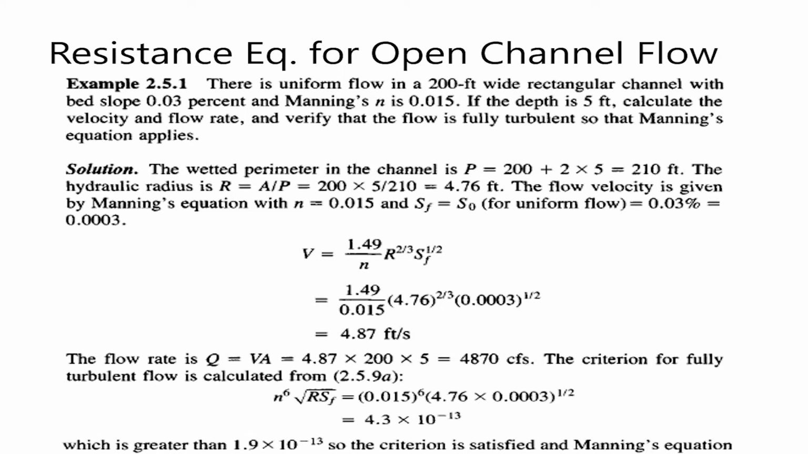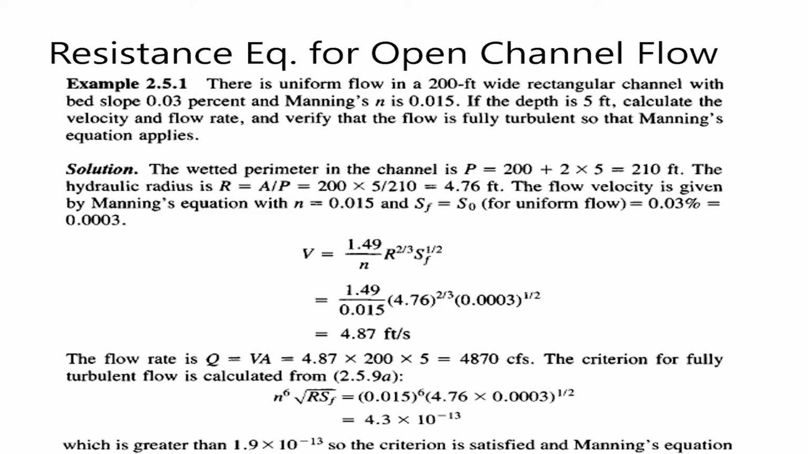So when we write in numerical value, 0.03 divided by 100, that becomes 0.0003. Okay, this is the bed slope. So the equation is given, V is equal to 1.49 by n, R power 2 by 3, S power 1 by 2. Already I explained to you this 1.49, we are using it because we are using FPS units.